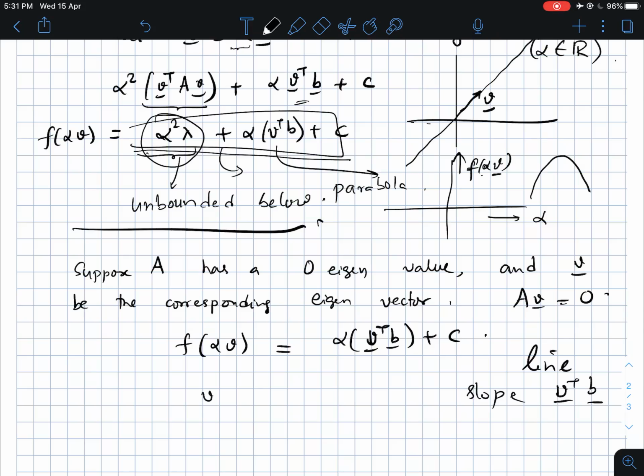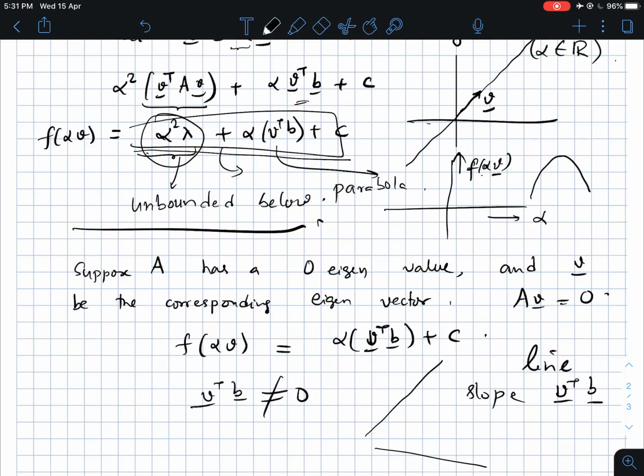If the slope V transpose B is non-zero, then it's either a line that's increasing or a line that's decreasing. In either case, it's unbounded below. If the line is increasing, then simply by making alpha more and more negative, I'll get a value close to minus infinity, right? If the line is decreasing, then by taking alpha very large, I get a value of the function close to minus infinity. In either case, it's unbounded below.